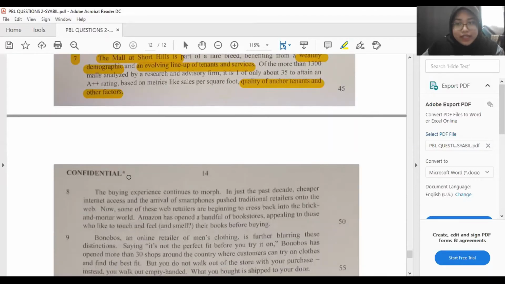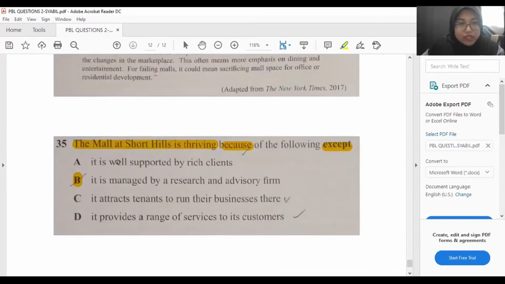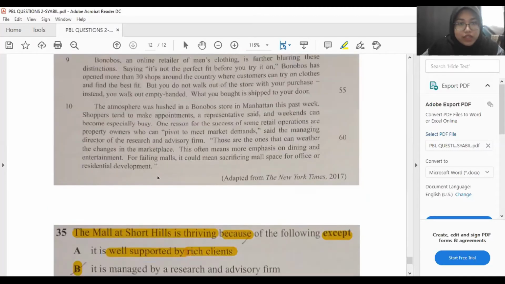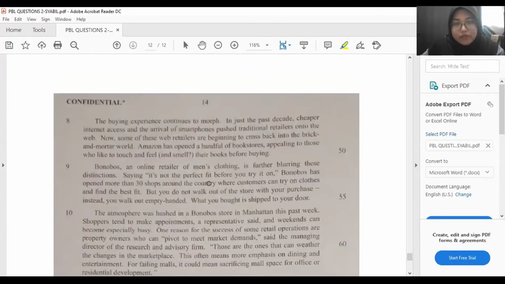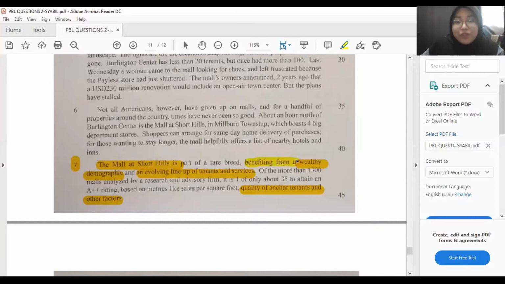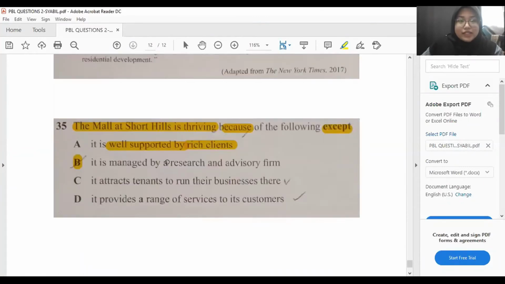When we see in the answer option, it mentions that it is well supported by rich clients, which are mentioned here. Wealthy demographics, so benefiting from wealthy demographics. So it is supported by a rich client.